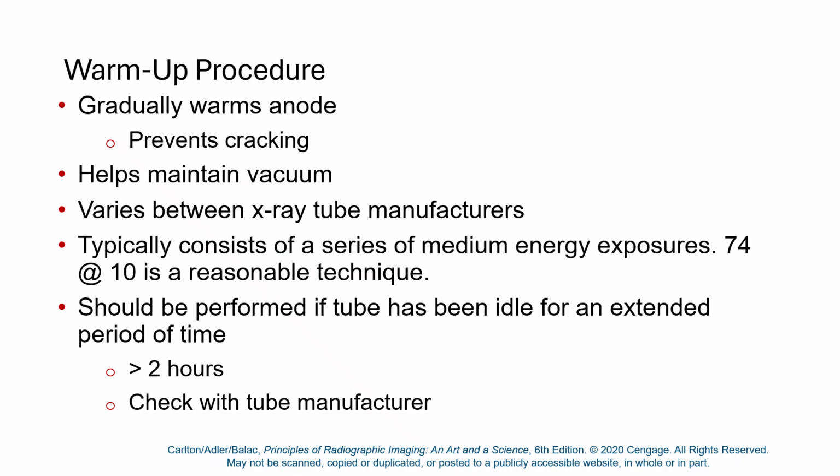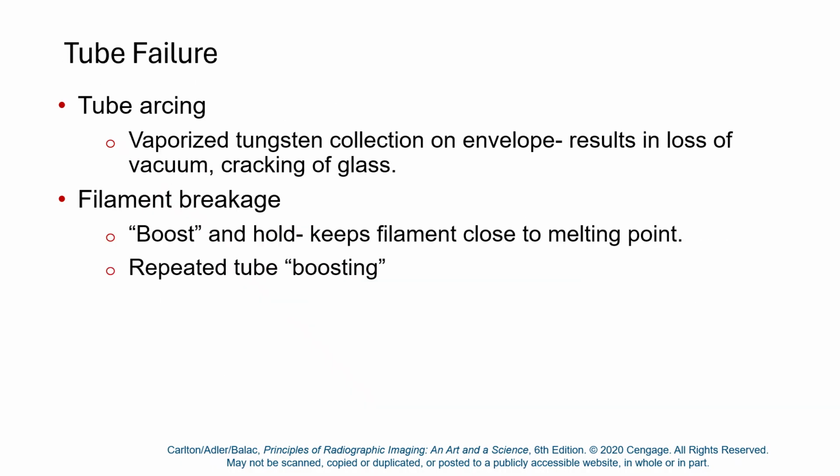The real trick is, if you want to crack an anode, do a cross-table lumbar spine on a hypersthenic patient on a cold anode. Load it up at 110 kVp at about 600 mAs and see what happens. Yeah, your anode's going to crack. Don't actually do that. Do the warm-up procedures, and then your tube will be slightly warm, and you won't have that heat shock type damage happening.